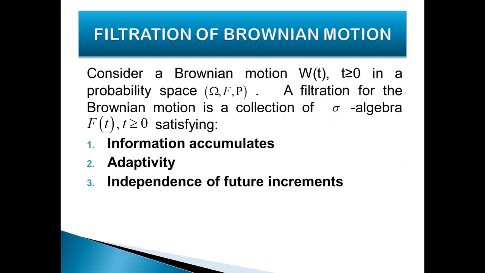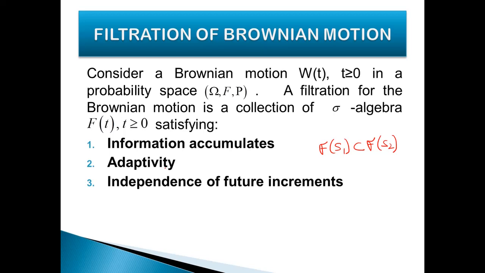The filtration of Brownian motion, as always, when we consider a filtration, means it's a collection of sigma algebras. Like last time, we write that if s1 ≤ s2, then F_s1 is a sub sigma algebra of F_s2, so we say information accumulates. Adaptivity means sigma of x is a subset of F_s. Now it's adaptivity: sigma of W is under F_s1.